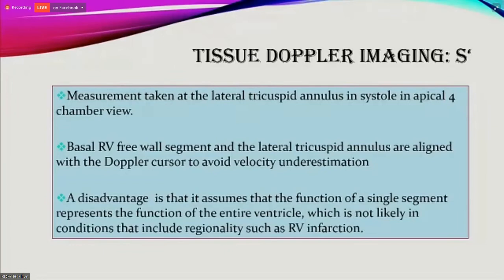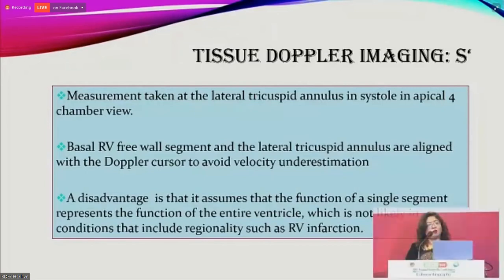The disadvantage is that it assumes that the function of a single segment represents the function of the entire ventricle, which is not likely in a condition that includes regionality, like RV infarction. So it will be erroneous in case of regional wall motion abnormalities in the RV.